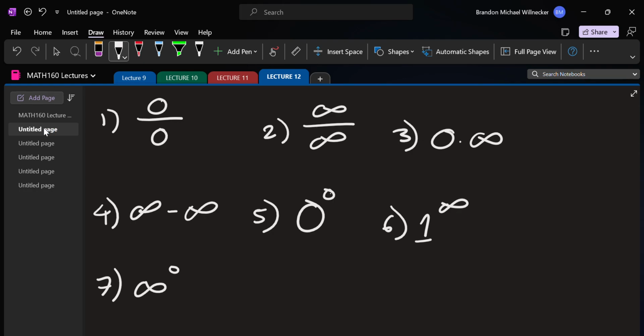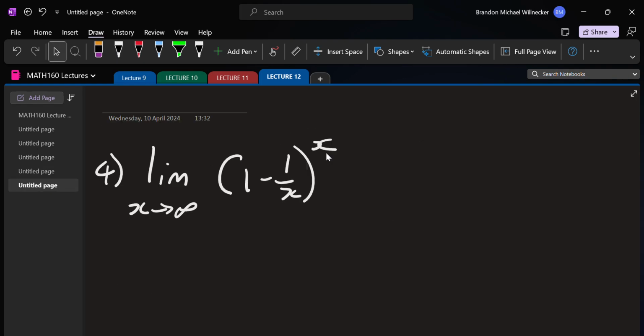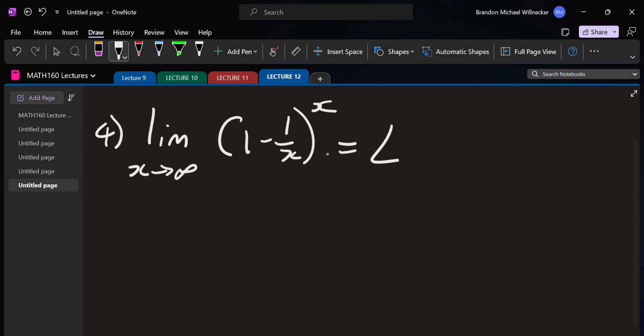We go back to the page here. That's going to be type 6, 1 to the infinity. So yes, this is an indeterminate form, 1 to the infinity. It's not the one we want. We want 0 over 0 or infinity over infinity. So we're going to have to do some work to get there. Again, since it's a function to a function, we can use that log trick. So this is L.